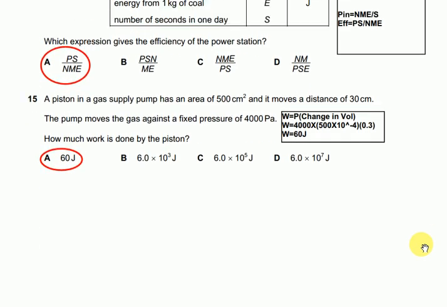Question number 15 says that a piston in a gas supply pump has an area of 500 centimeters squared and it moves a distance of 30 centimeters. The pump moves the gas against a fixed pressure of 4000 pascals. How much work is done by the piston?